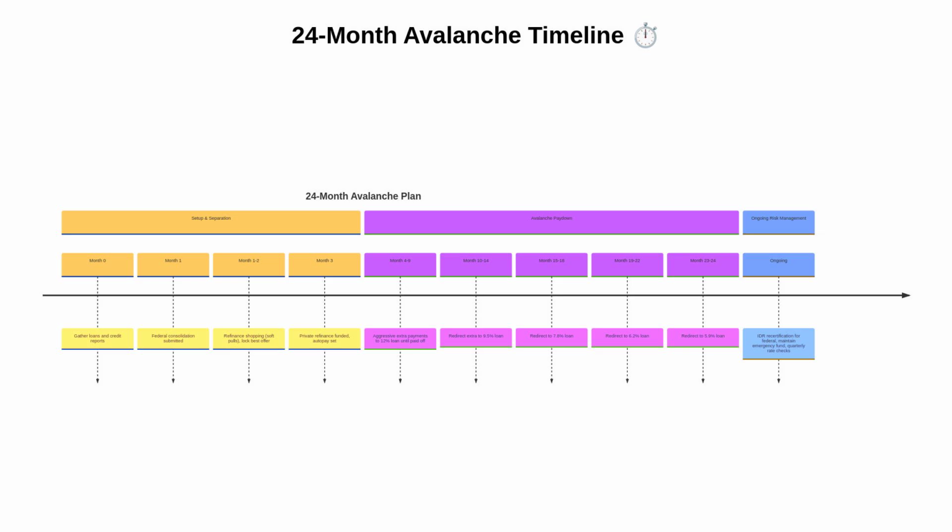From months 4 through 9, you push all extra payments to the 12% loan. Next, from months 10 to 14, you redirect those extra dollars to the 9.5% loan, and then from months 15 to 18 to the 7.8% loan. Subsequently, months 19 to 22 focus on the 6.2% loan, and finally months 23 to 24 on the 5.9% loan. Meanwhile, you maintain IDR recertification for federal loans, keep an emergency fund, and check rates quarterly.